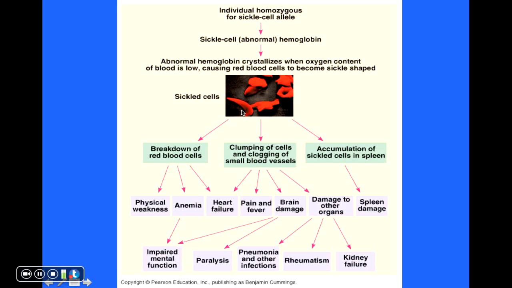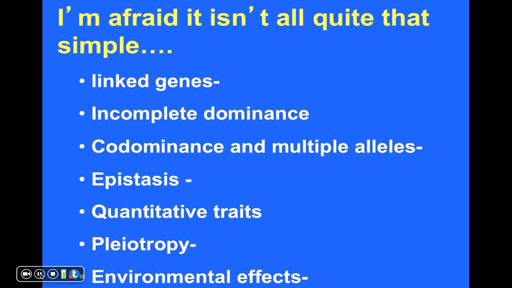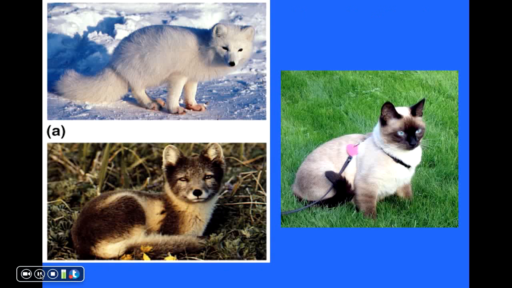Pleiotropy. This is a situation where a single gene can have multiple effects. So, for example, if you consider the gene that codes for hemoglobin, disruption in that one gene could lead to a whole cascading series of effects. So again, pleiotropy or pleiotropic effects, these are simply situations where single genes can have many different effects.